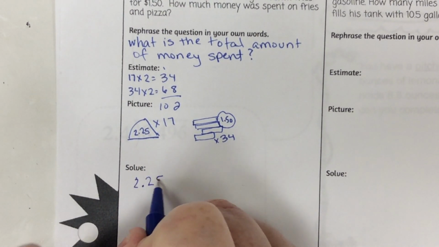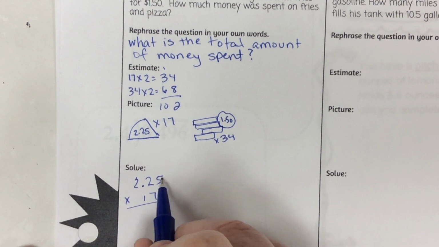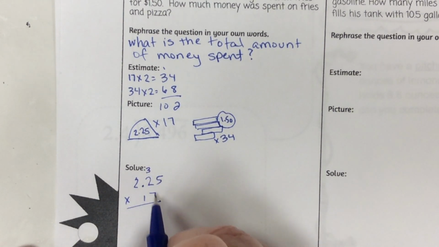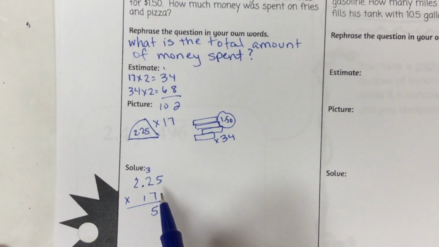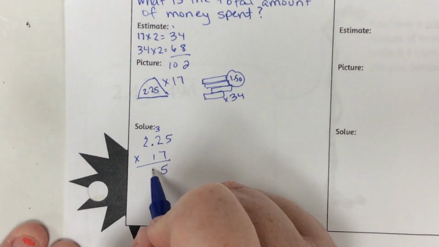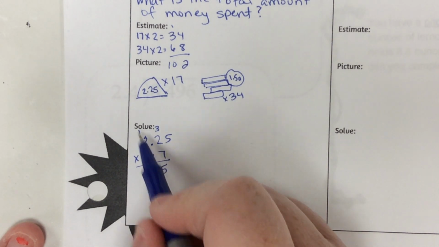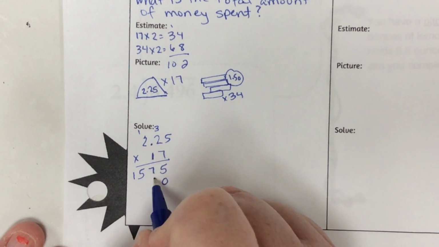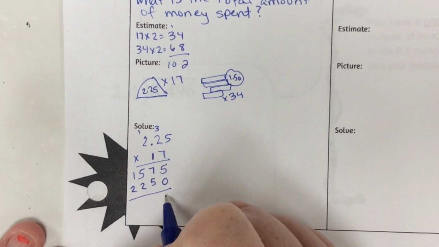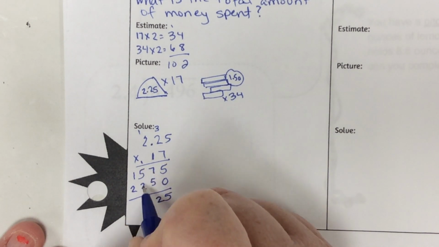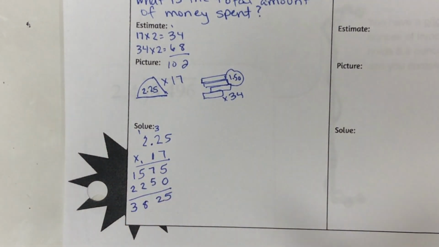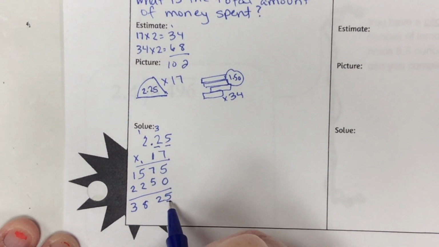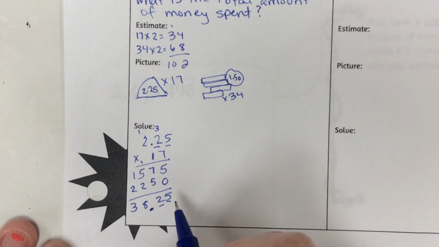So $2.25 times 17. 7 times 5 is 35. 7 times 2 is 14, plus 3 is 17, and carry the 1. 7 times 2 is 14, plus 1 is 15. So I add a 0 because I'm in the tens place now. So 1 times 5, 1 times 2, 1 times 2. Okay, it is not going to be $3,825. But I have 2 decimal places here. So I have 2 decimal places. So it's 38.25. Look, we were pretty close.